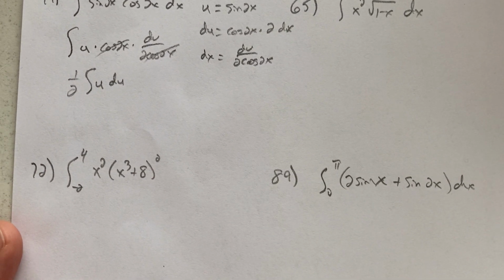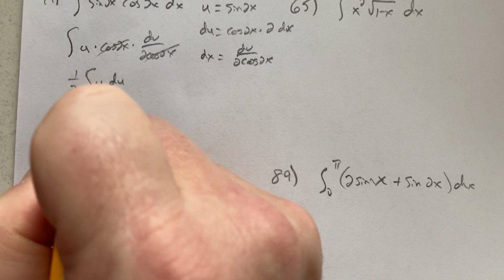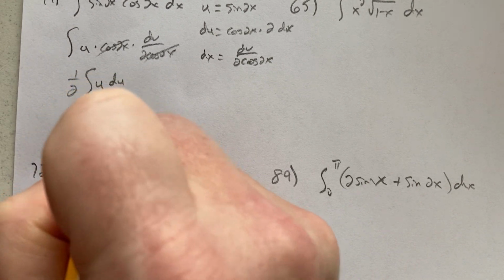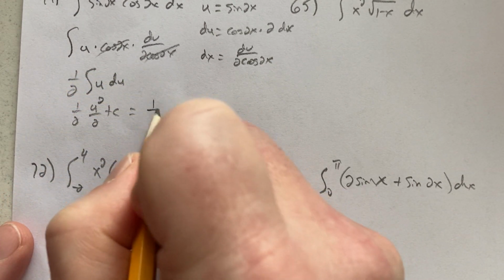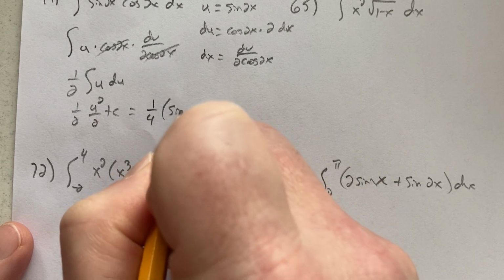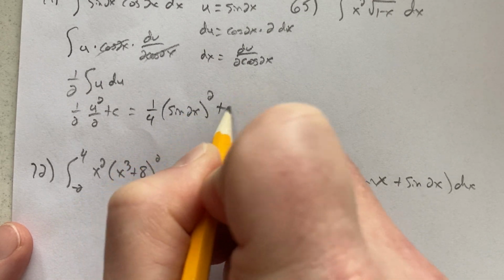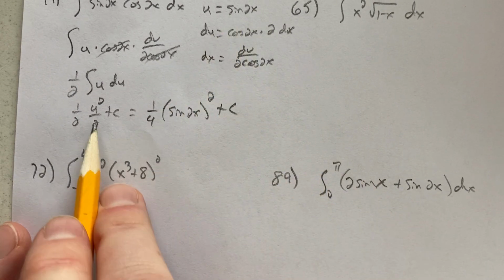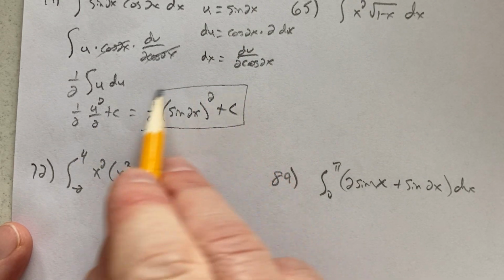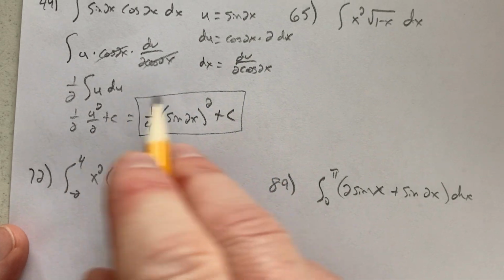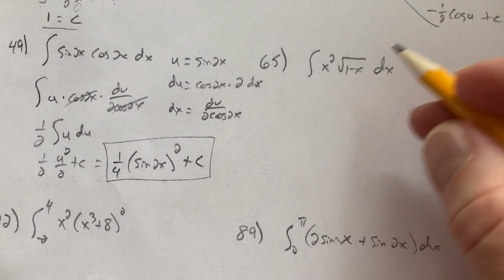And this is what we're looking at. 1/2 times the integral of u du, which is going to be 1/2 u squared over 2 plus c. That'll give us 1/4 times sine 2x squared plus c. Bring that sine 2x back in for the u. Definitely a little bit of a crazy one. This one's a little crazy too.